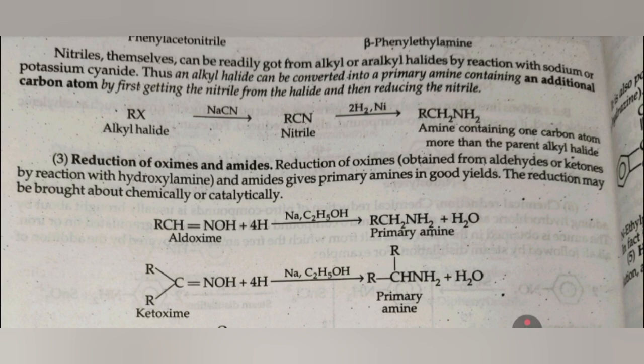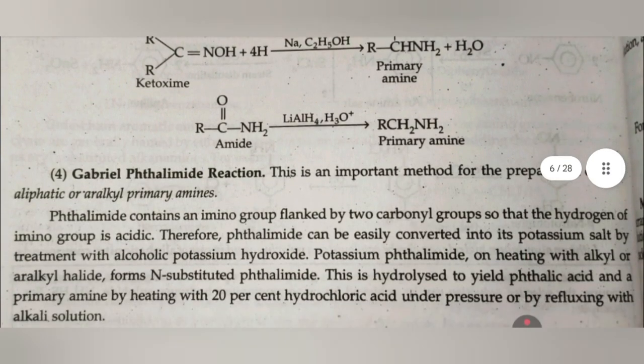Third is reduction of oximes and amides. Reduction of oximes, obtained from aldehydes or ketones by reaction with hydroxylamine, and of amides gives primary amines in good yield. The reaction may be brought about chemically or catalytically.